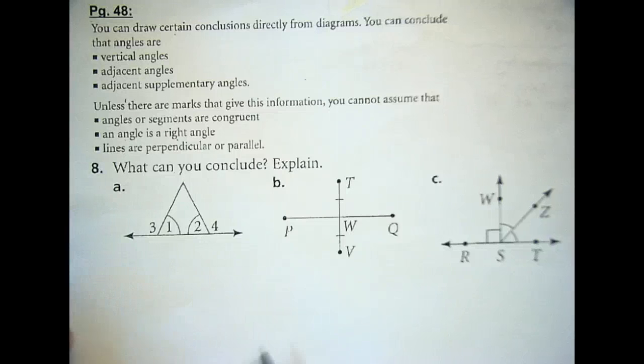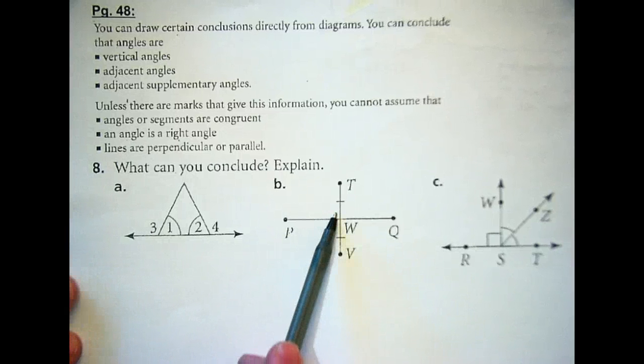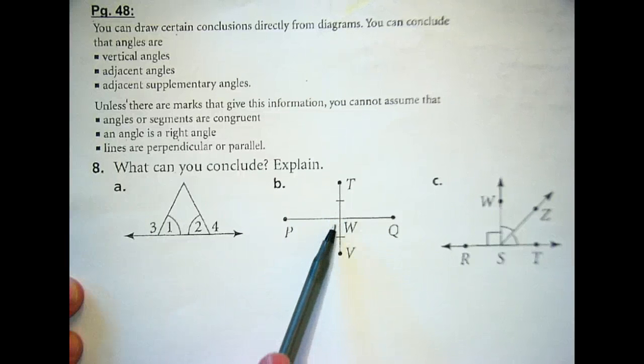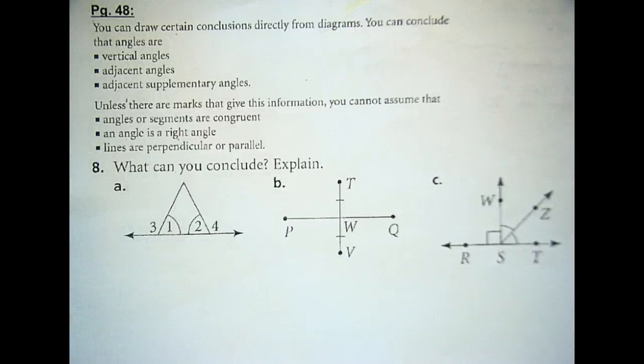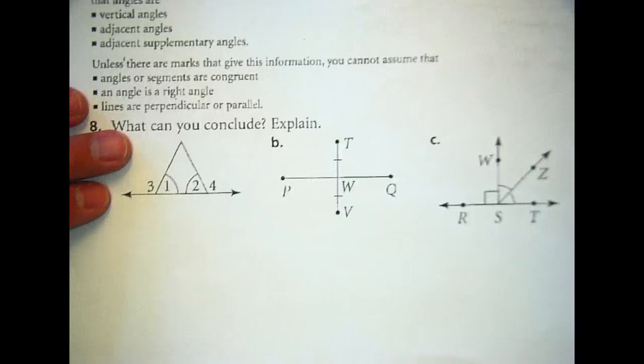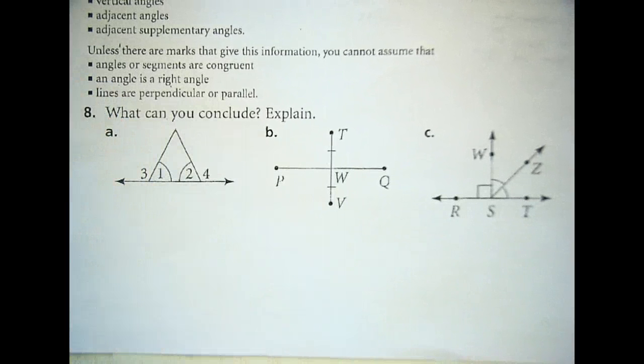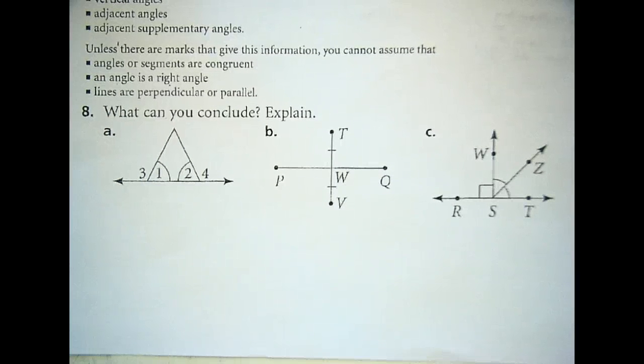So for instance, when I look at letter B, is this a right angle? Could be. I can't assume it, right? I have to see a right angle marking to say it's a right angle. You can't assume lines are perpendicular or parallel. So based on that information, on letters A, B, and C, I want you to find at least one thing that you can conclude about each of those diagrams. Do that while I'm passing these out.